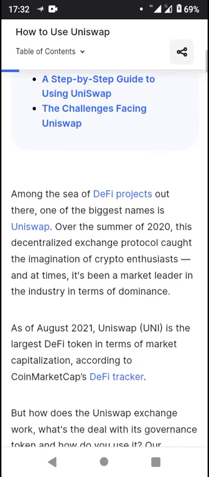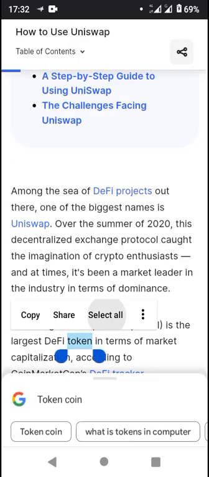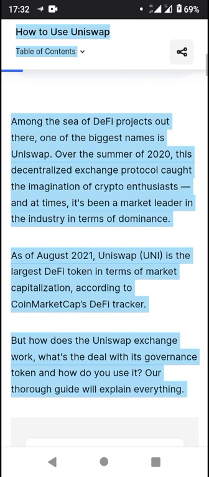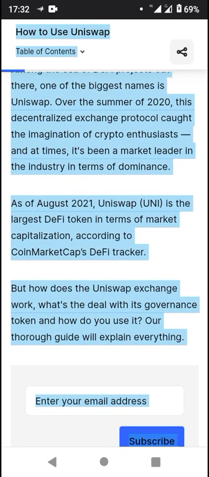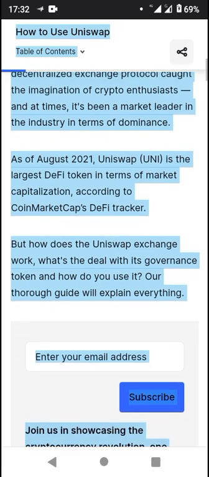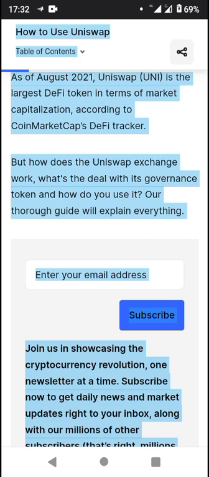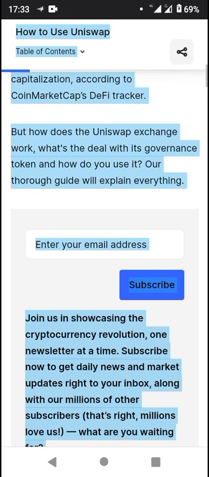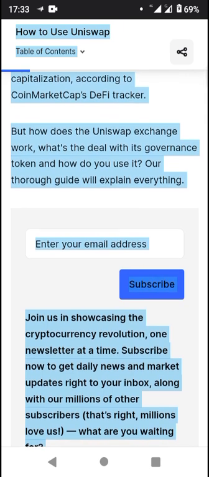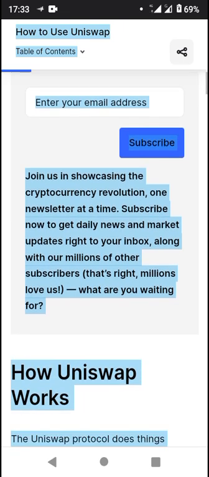It says among the sea of DeFi projects out there, one of the biggest names is Uniswap. Over the summer of 2020, this decentralized exchange protocol caught the imagination of crypto enthusiasts, and at times it's been a market leader in the industry in terms of dominance. As of August 2021, Uniswap is the largest DeFi token in terms of market capitalization, according to CoinMarketCap's DeFi tracker. But how does the Uniswap exchange work? What's the deal with its governance token and how to use it? A thorough guide will explain everything.